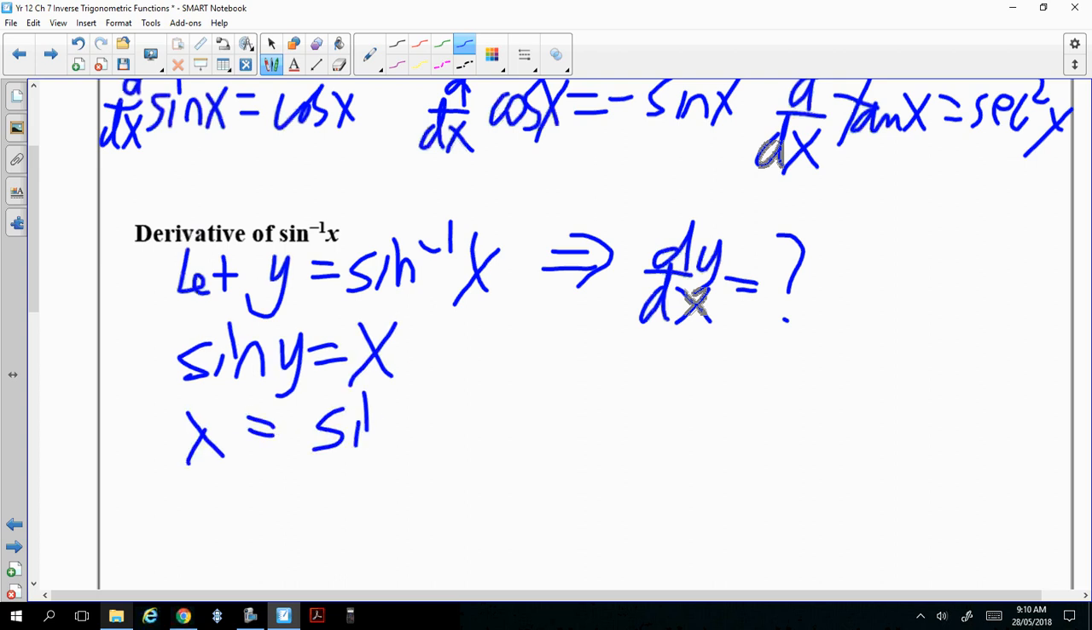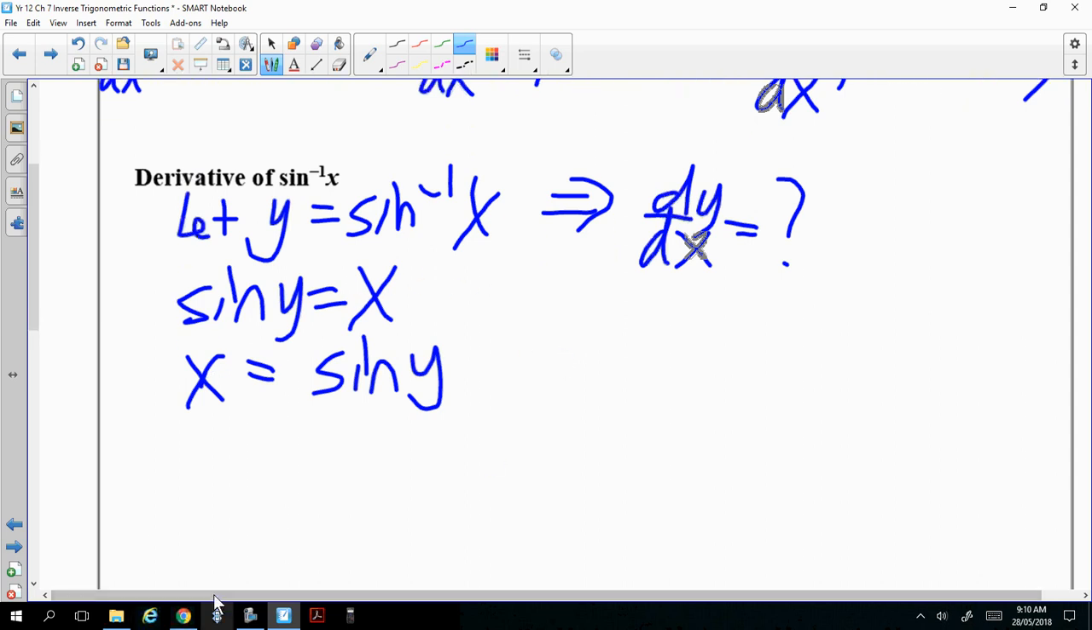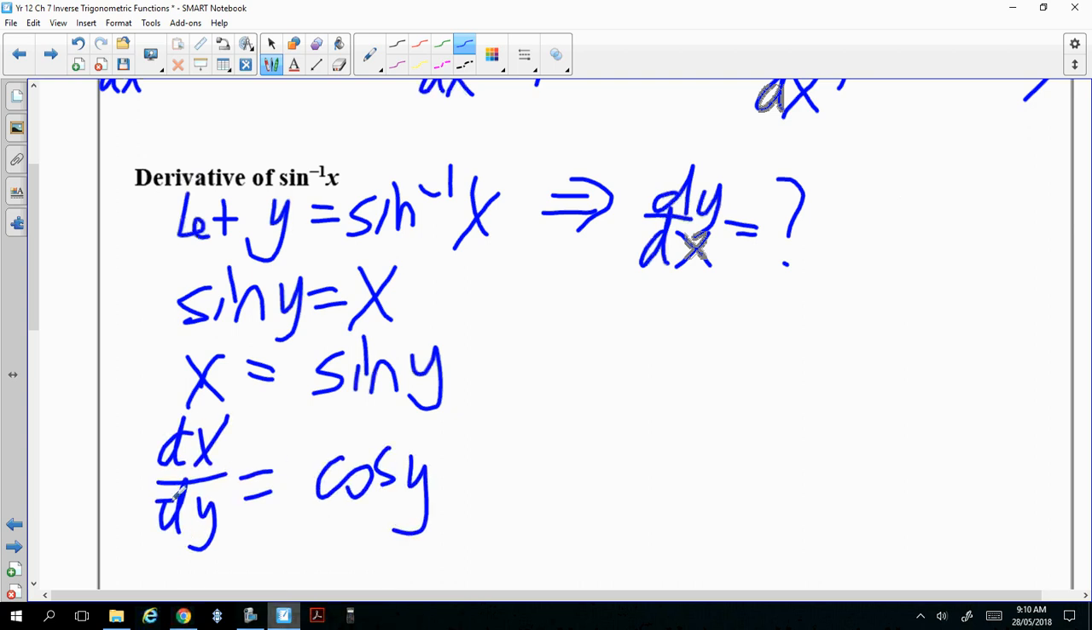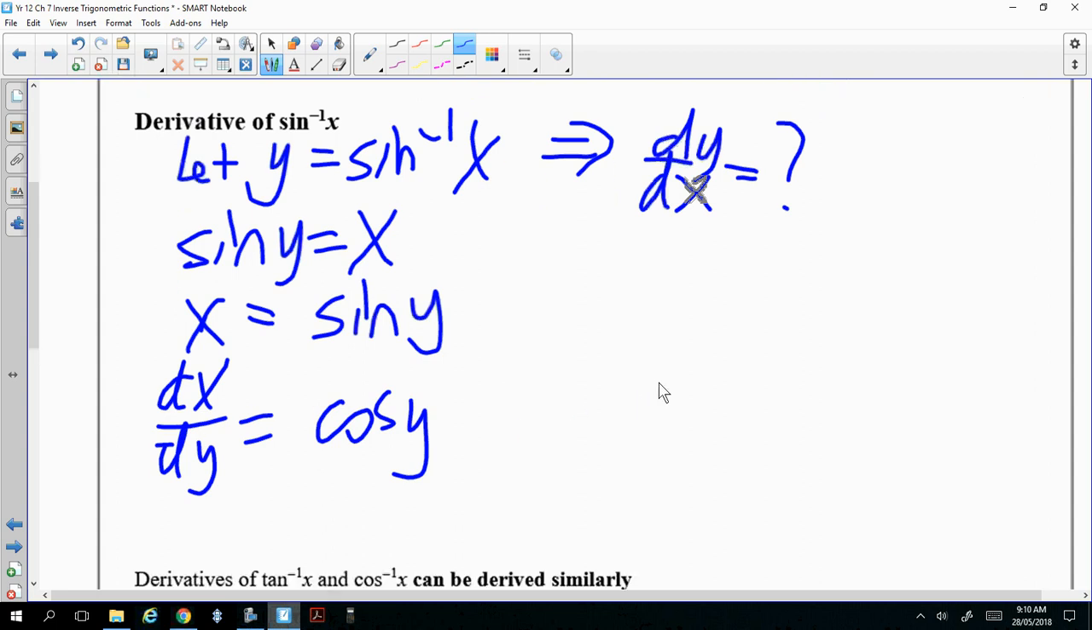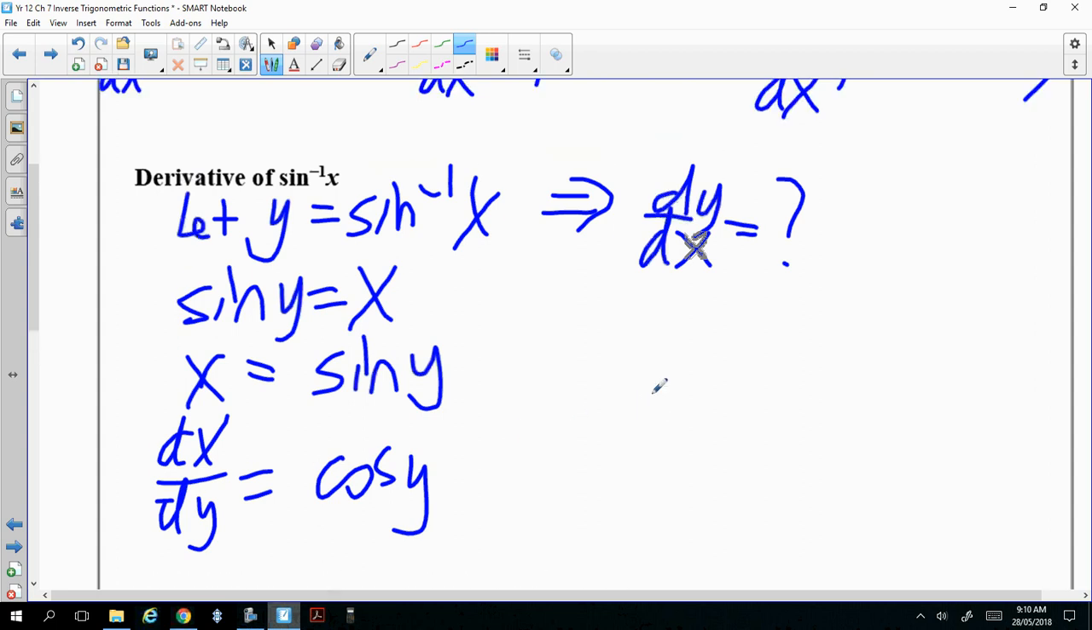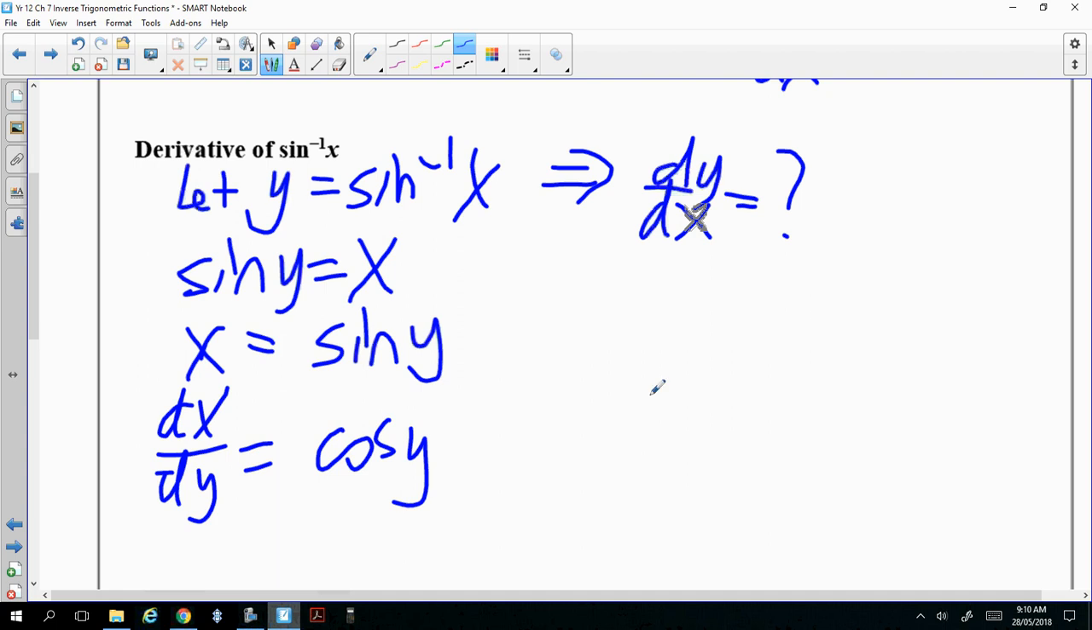And what we do is find instead dx over dy, which is equal to cos y. Okay, cos y. And then you can flip it, so you get dy over dx equal to 1 over cos y.